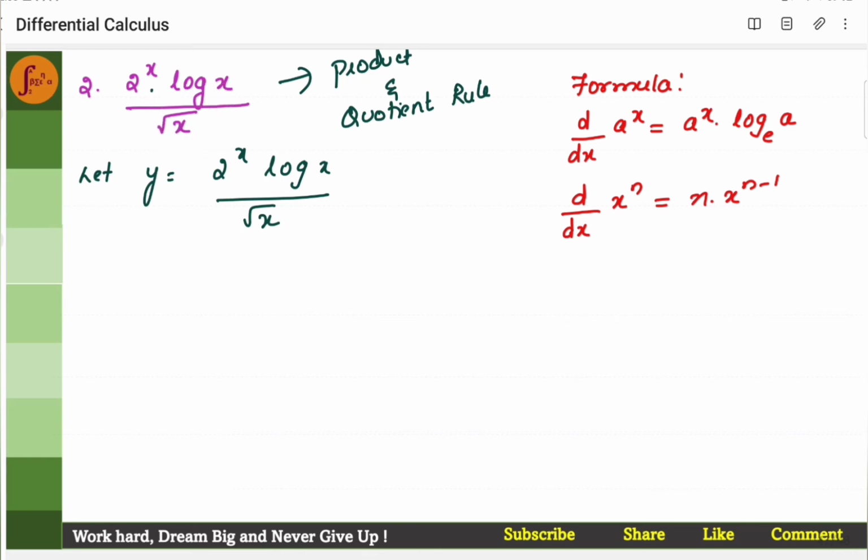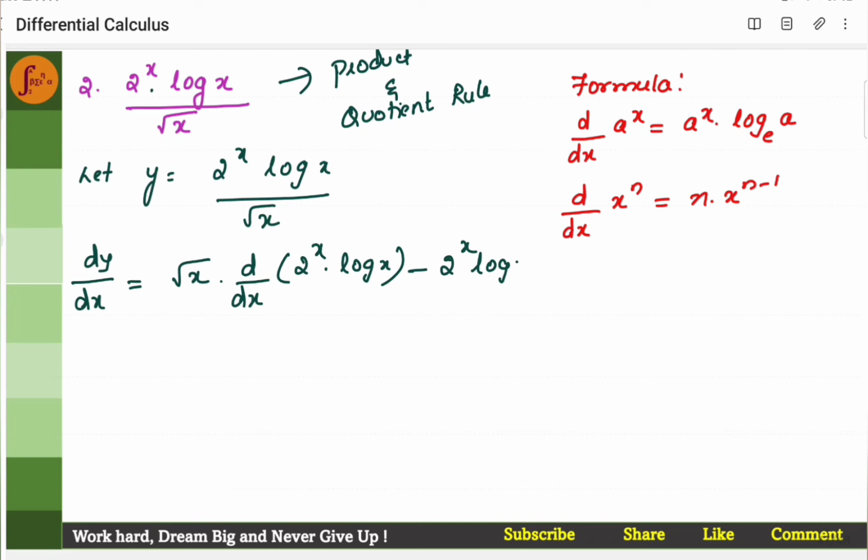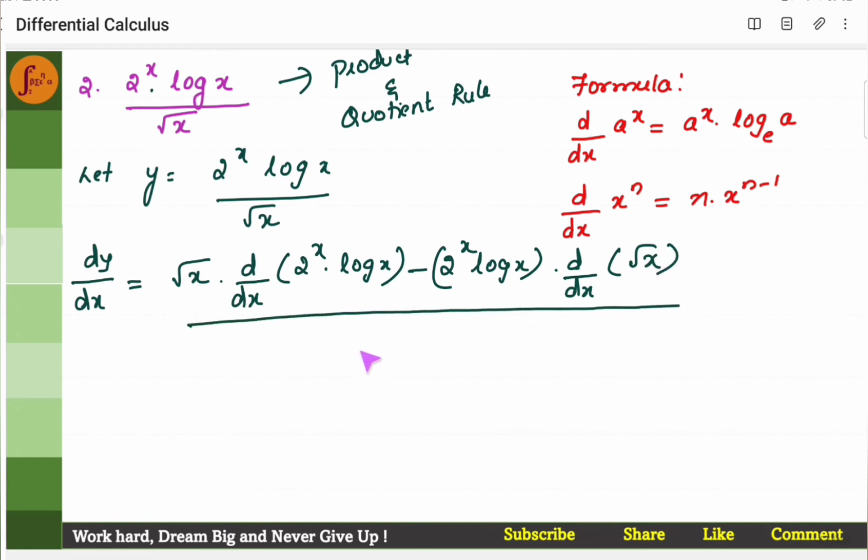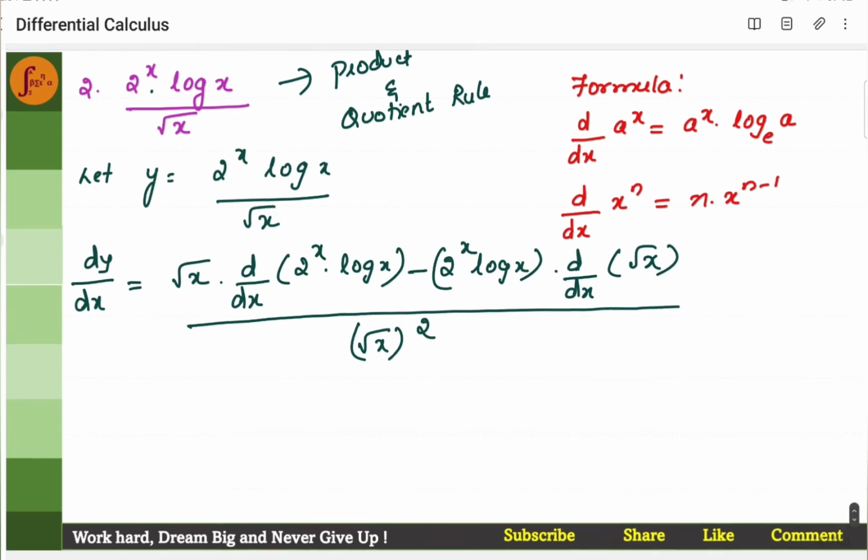First quotient rule. So dy by dx, quotient rule is denominator root x into derivative of numerator. What is numerator? 2 to the power x into log x, minus, now we'll take numerator. Numerator is 2 to the power x into log x. This entire thing is numerator into derivative of denominator. What is denominator? Root x, by denominator the whole square. So I'll get dy by dx root x.